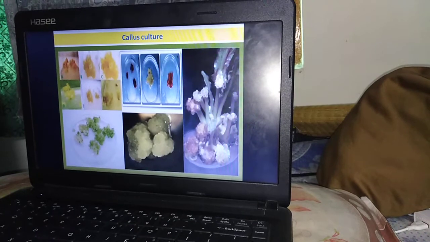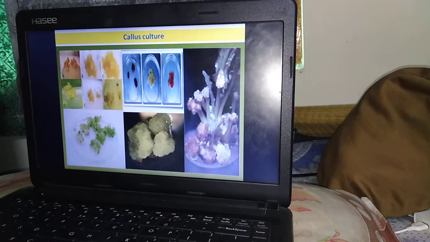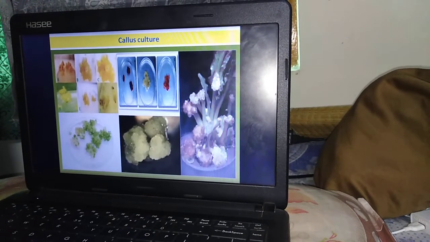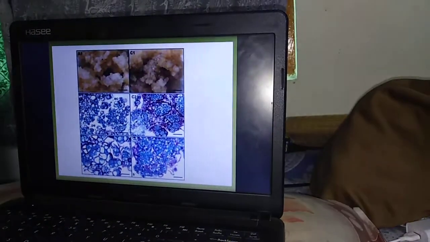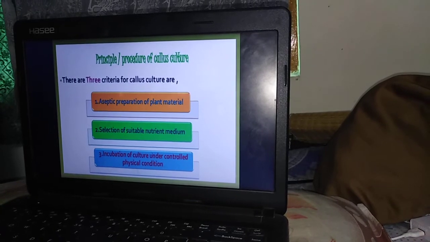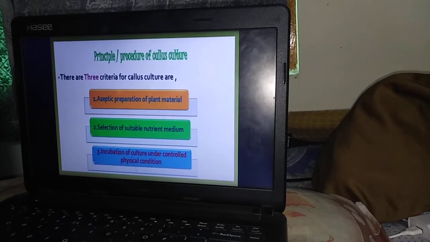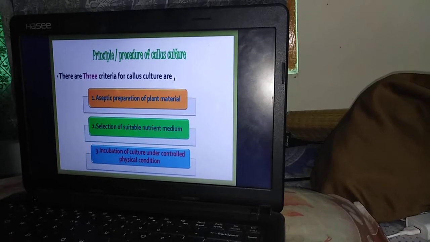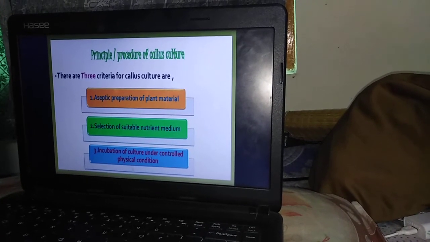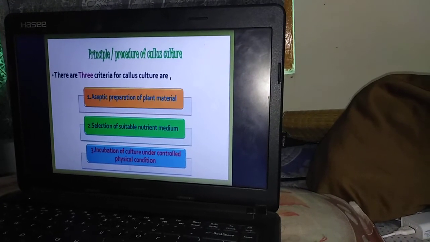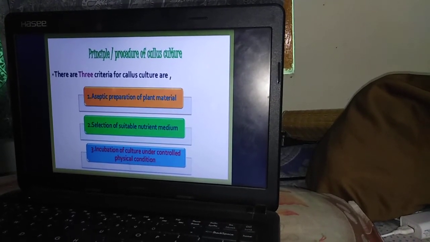This diagram or photograph shows the formation of callus tissue from very different sources of plant material, that we are simply saying as explant material. The basic principle or procedure involved in callus culture development from any explant material: the first step is selection and aseptic preparation of plant material. Other way, that plant material we are saying as explant material.